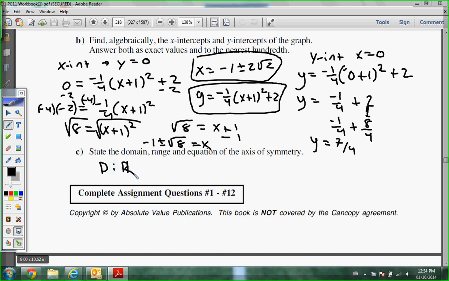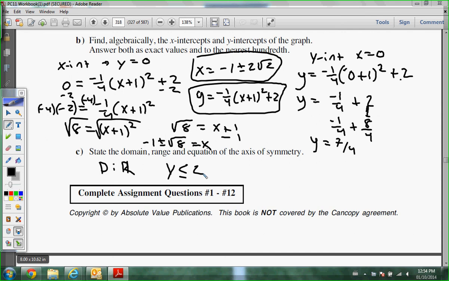Now for my range, is there any limitation on what my y can be? There is. Look at the picture. Do we have a max or a min? We had a max. So that means that I have to be that number or lower. So it's less than or equal to, what was our max y value? 2. It was the 2 because it was the 2 of the vertex. That's our highest point.